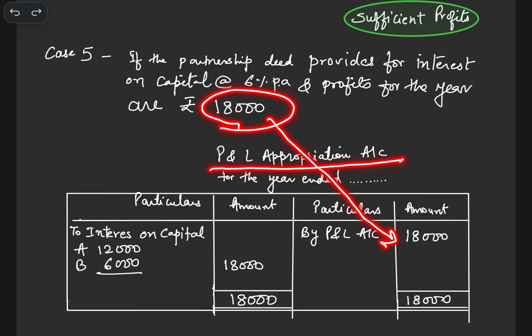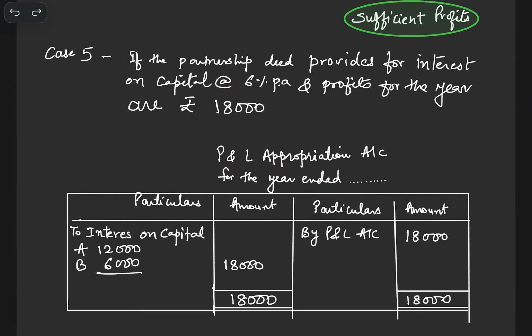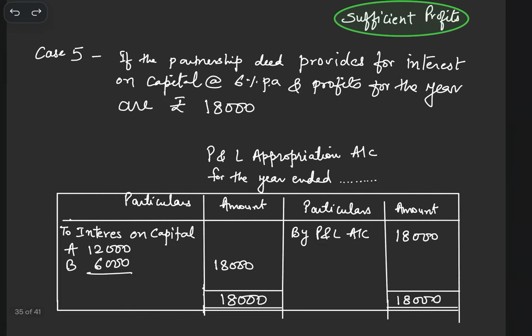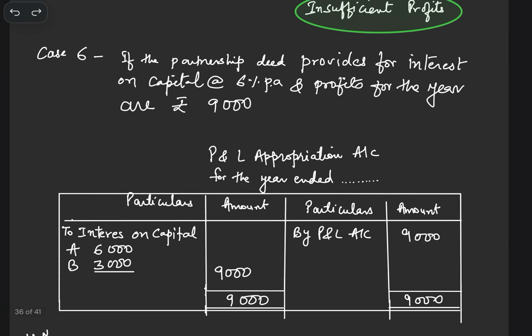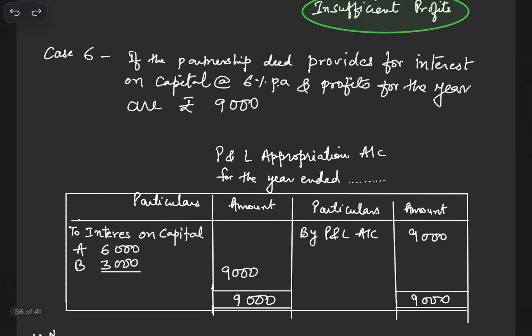This rupees 18,000 being the net profit is being transferred here, and it is being utilized to pay off the interest. See that we have sufficient amount to pay the interest on capital. So full interest on capital is being paid, whereas we are not left with the divisible profit at all. Thus only interest on capital is being given. I hope this case might have brought more clarity. Let's move on to the next case number 6.